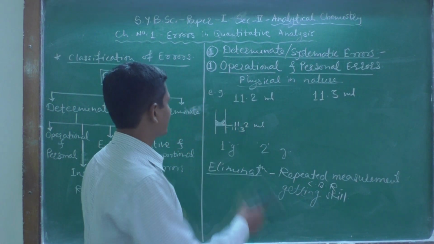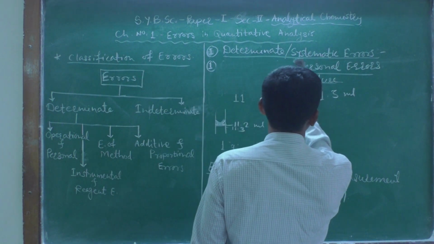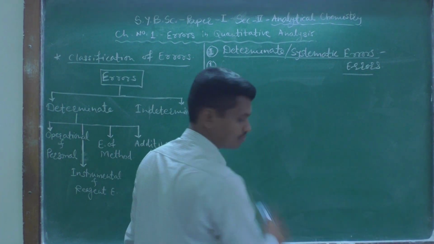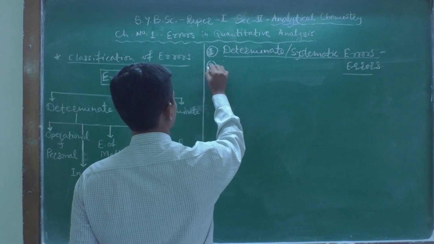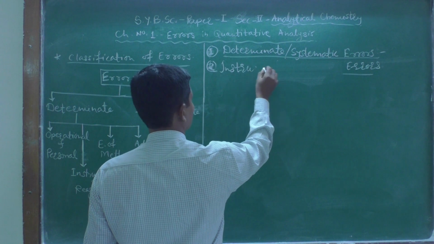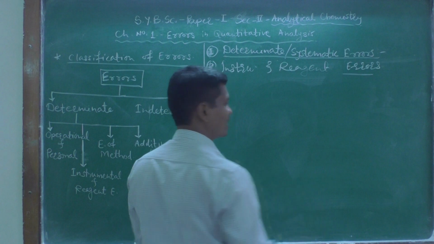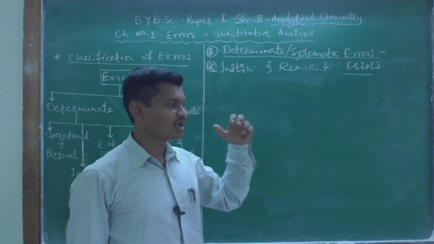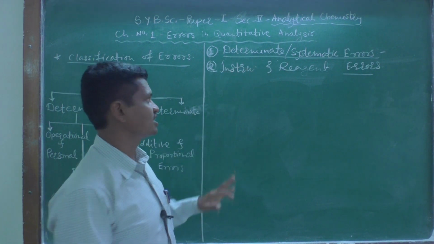Okay, now let us see the second type of error, called instrumental and reagent error. Again, it is very simple to remember the explanation of instrumental and reagent errors.